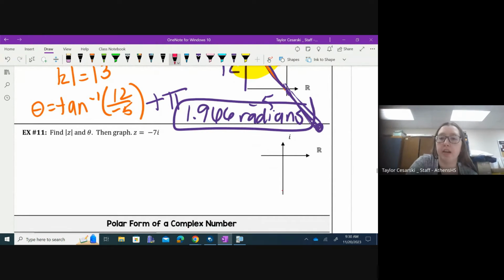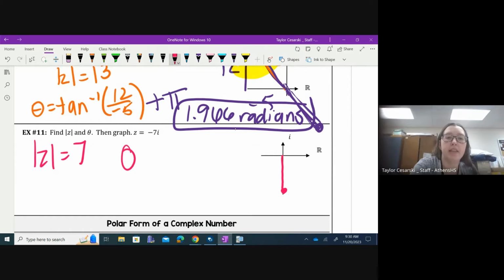Negative 7i would be just on the imaginary axis. The modulus, remember, is the distance from the origin to that point. So that's just going to be 7. That's always positive. It's absolute value. And then theta, well, I could do tangent inverse, but also I could just think about what angle I know is at the bottom of my circle, and that's just going to be 3 pi over 2.